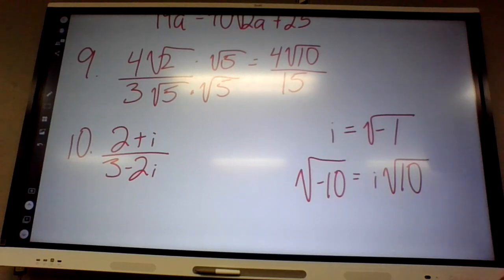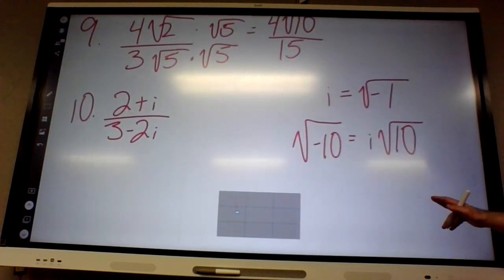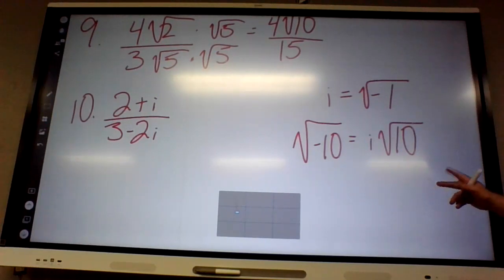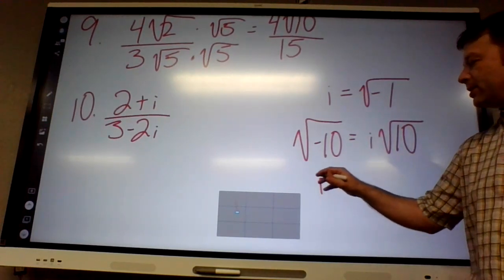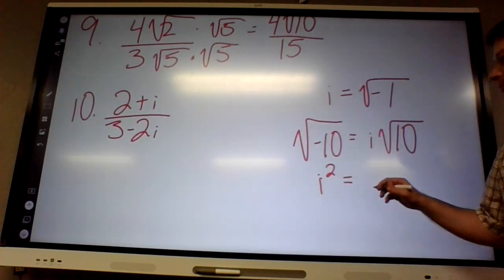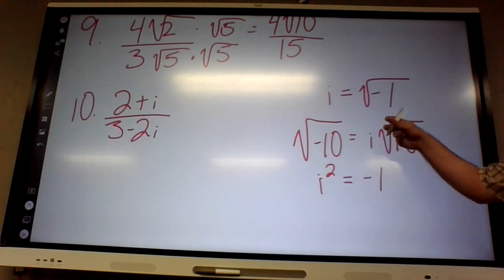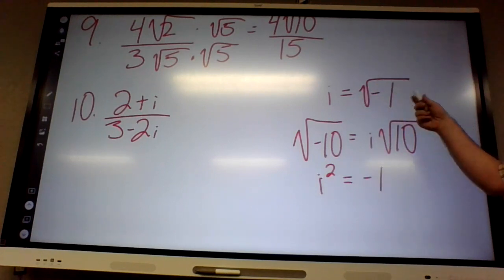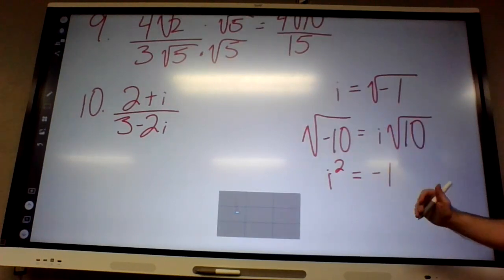Okay. What are we talking about? Oh yeah. How about i squared? What's that equal to? Negative 1, because when you square, the square root goes away. So yeah, if you ever get i squared.